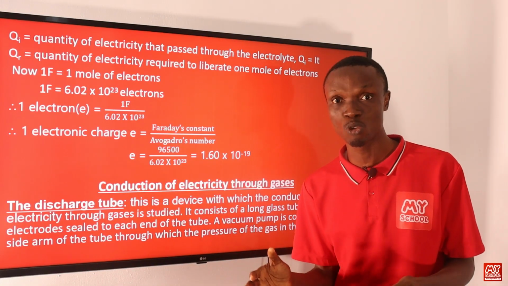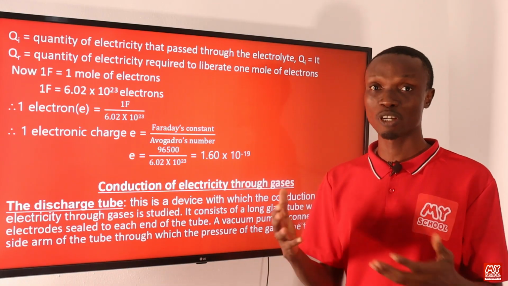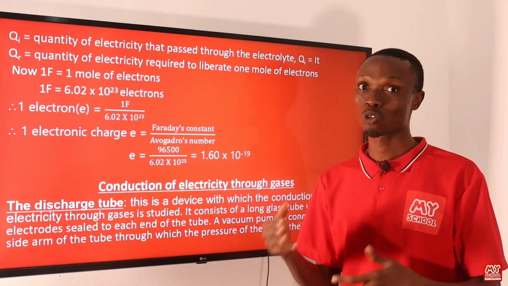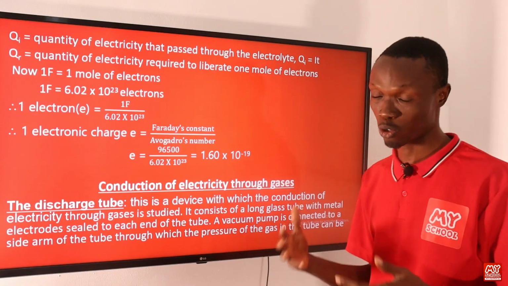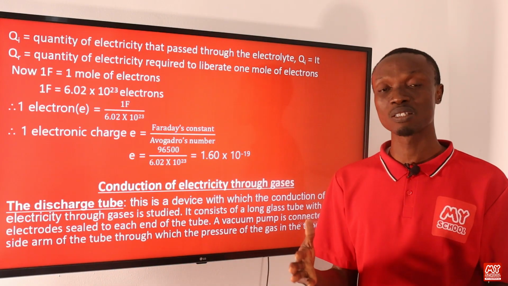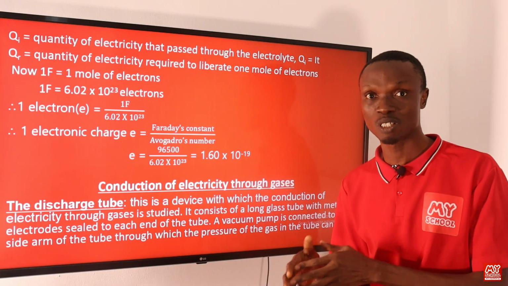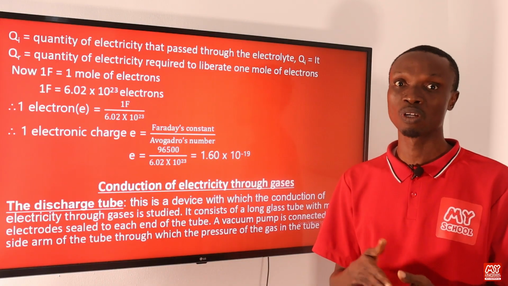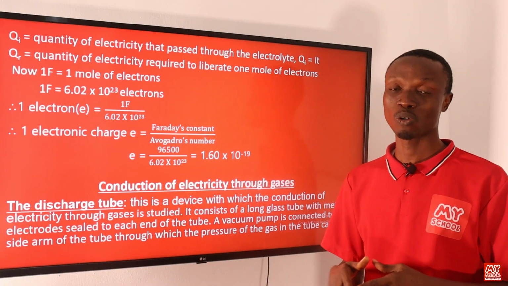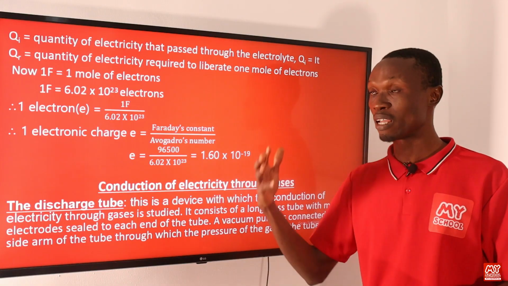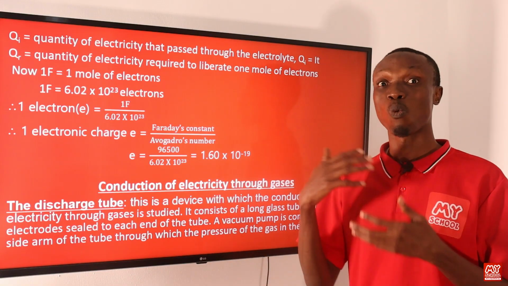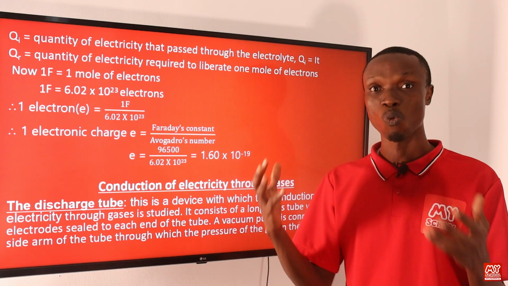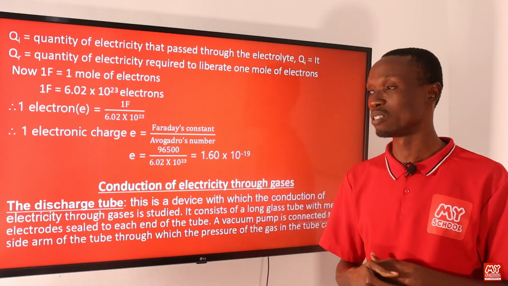In the complete video, you will learn about the application of cathode ray. You will also learn about electrical conduction through gases. You will also learn about the differences and similarities between thermionic emission and liquid vaporization, and many more. And don't forget, at the end of the lesson we also have some worked examples just to drive home what we have done in the video.